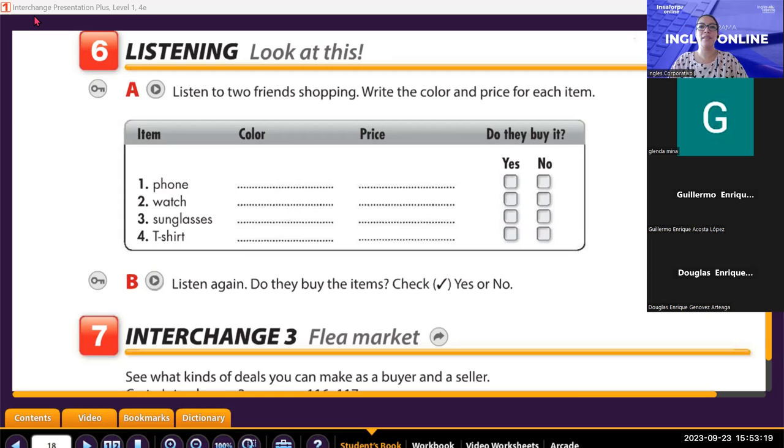Ready? Okay, so remember we're going to listen to different shopping. And first, we're going to work with the color and the price. Primero vamos a agarrar esta información, el color y el precio. Y luego la vamos a poner una vez más para completar si lo compraron o no. I'll play the recording. Se lo voy a poner una o dos veces para que agarren la información y si no me dicen y lo vuelvo a poner.